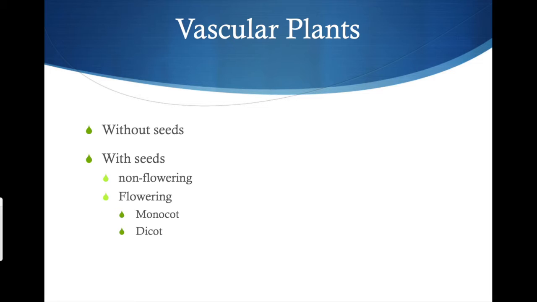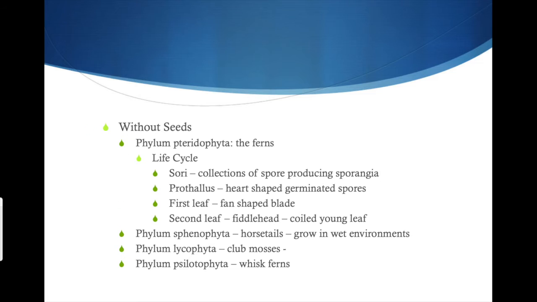But then we're going to break down the vascular plant classification. Under the vascular plants, you then break it down again into two different categories. One type of vascular plants is without seeds, and one is with seeds. And then if we broke down even further, those with seeds are either non-flowering or flowering. And then one step even further, of the flowering plants, we have two types of flowering plants, monocots and dicots. And so let's get into it.